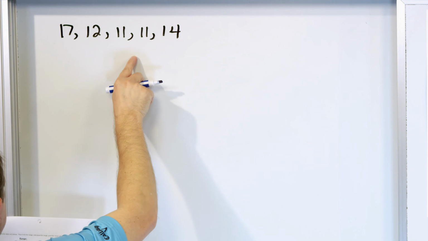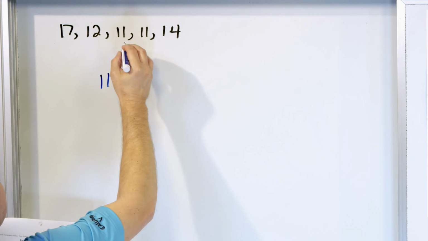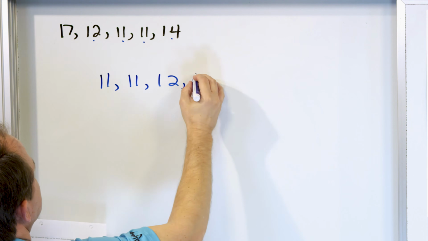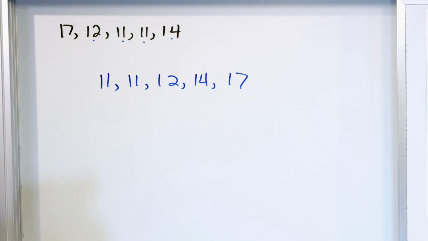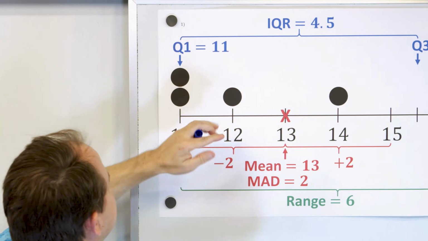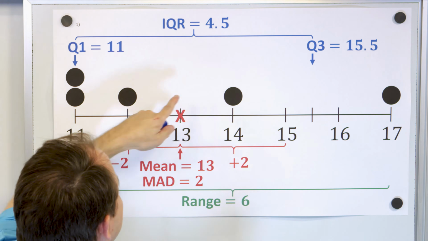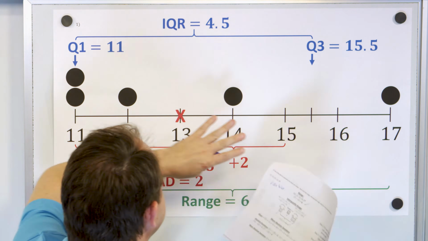The smallest number that we have here is 11. So I'll put 11 here, and then another 11. And then we have a 12, and then we have a 14, and then we have a 17. So 11, 11, 12, 14, 17. First step is just plot the data. 11, 11, 12, 14, 17. So the black dots just are showing where the data lies on the chart so you can visually see how spread the data is.